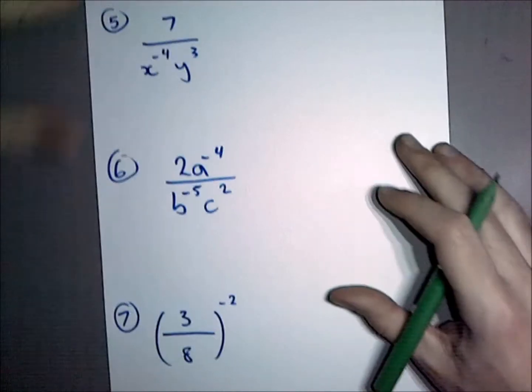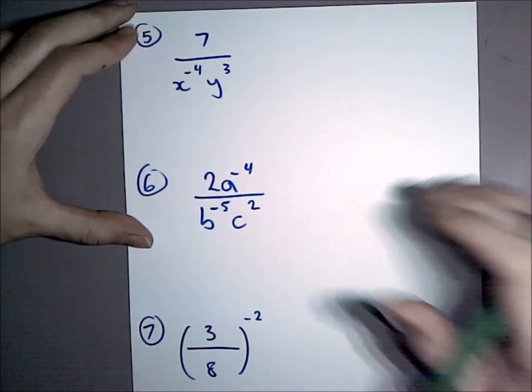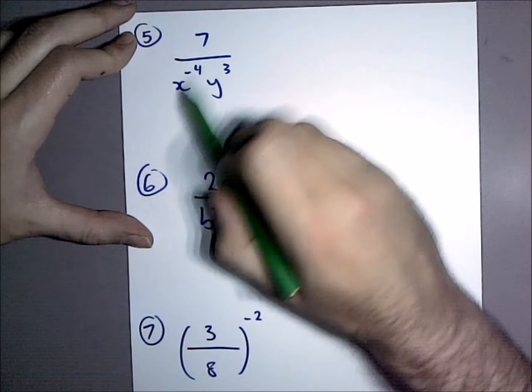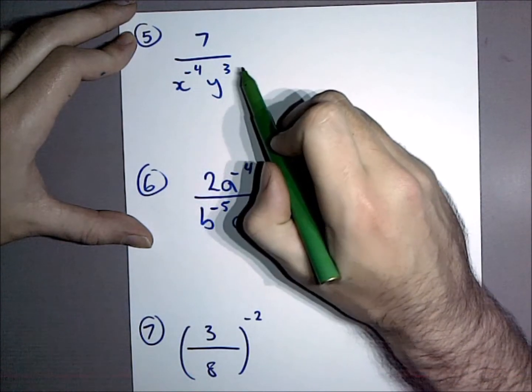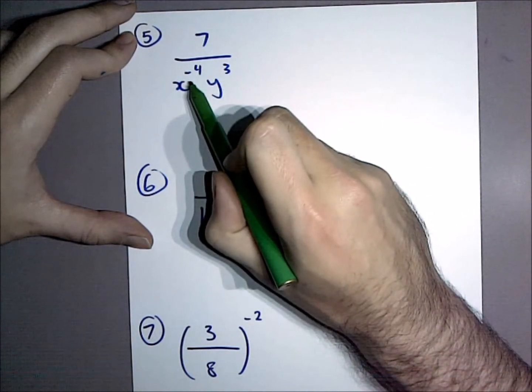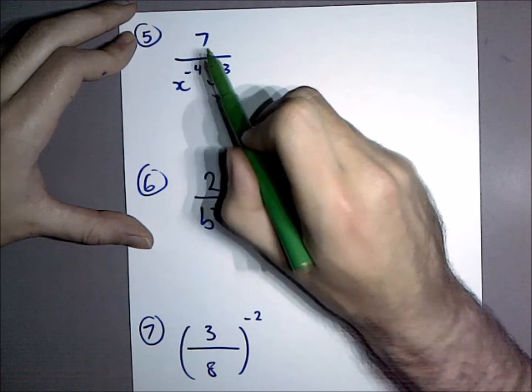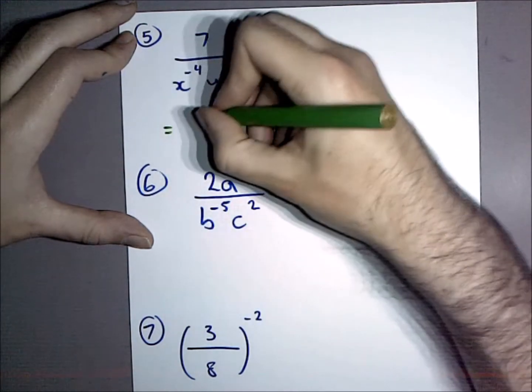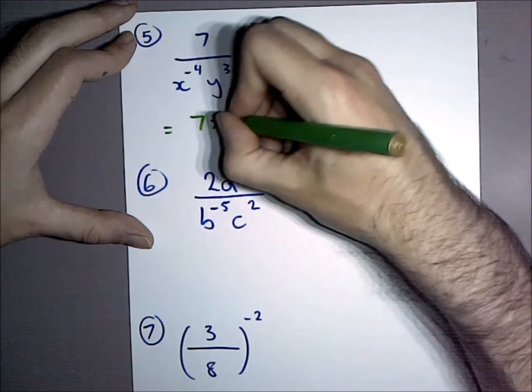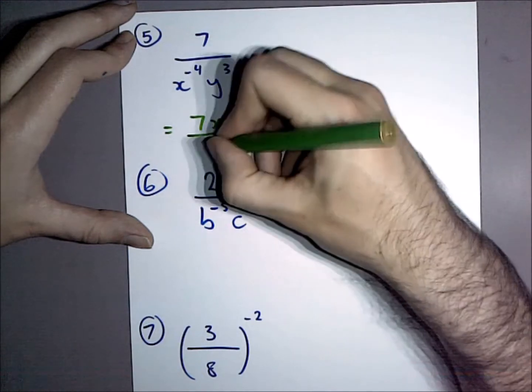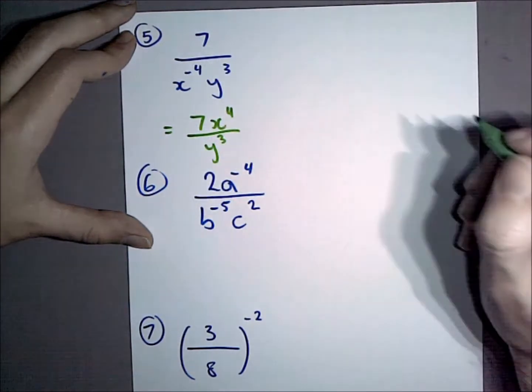A couple more. So next one, we've got 7 divided by x to the negative 4, y to the power of 3. The only thing that needs to be moved is this x to the power of negative 4, where I'm going to move him to the top. So it's going to be 7 still up there, x to the power of 4 divided by y to the power of 3.